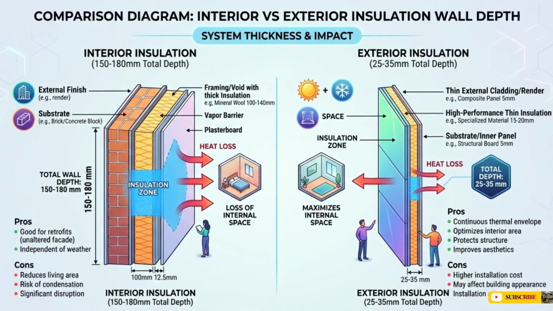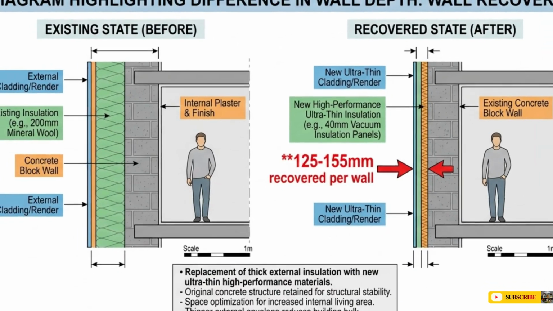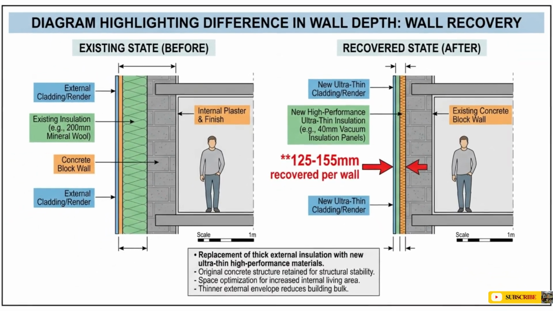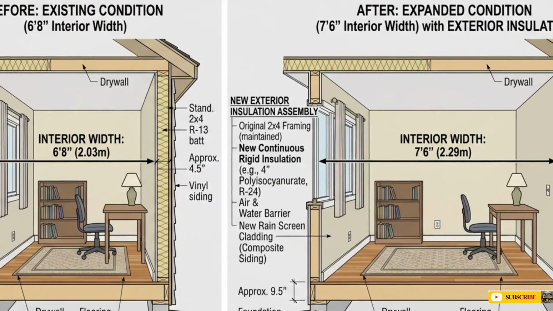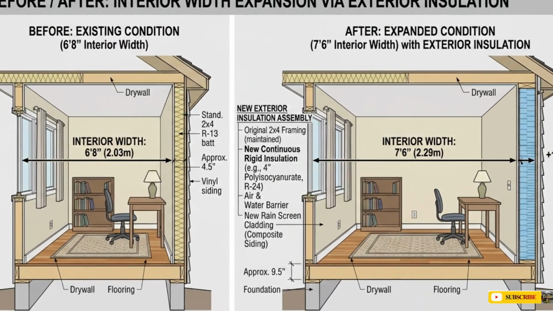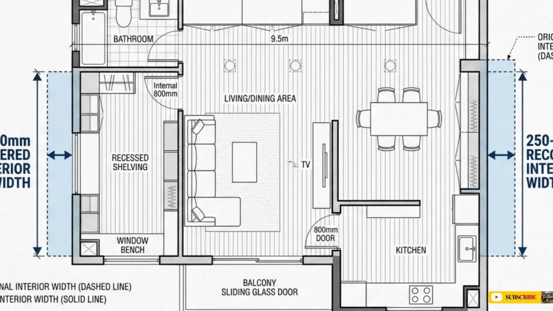Total interior wall depth lost, 25 to 35 millimeters per wall instead of 150 to 180 millimeters per wall. That is a reduction in wall depth of 125 to 155 millimeters per wall.